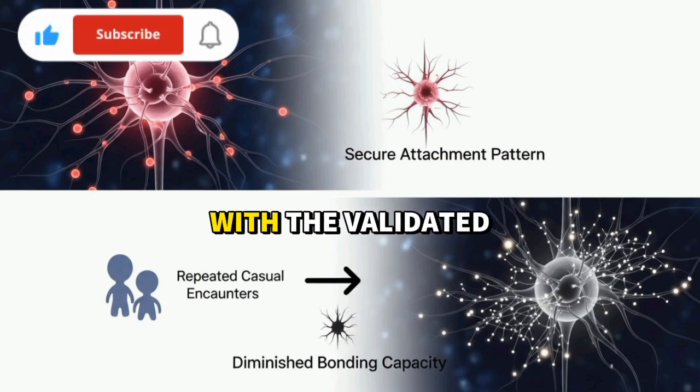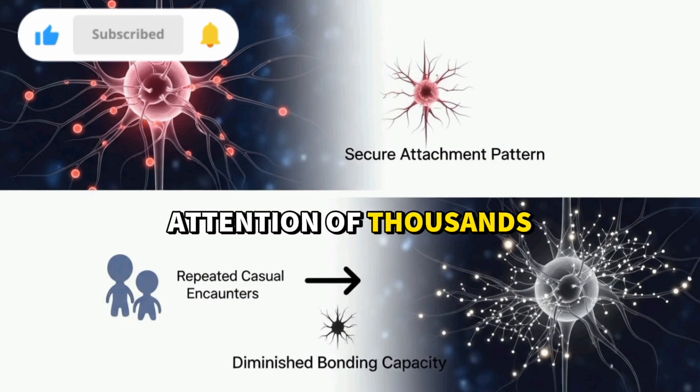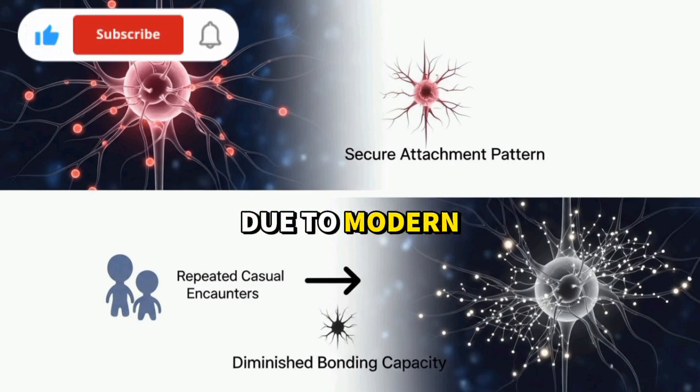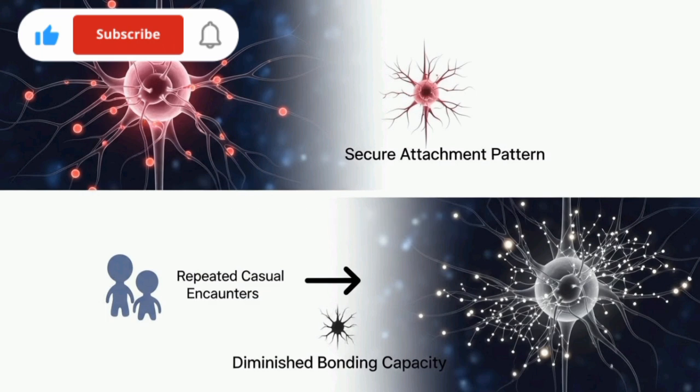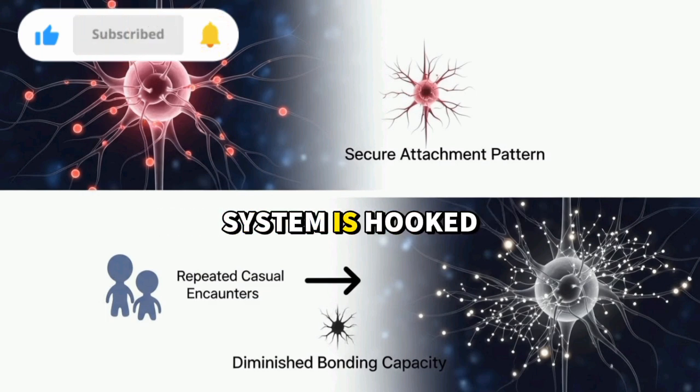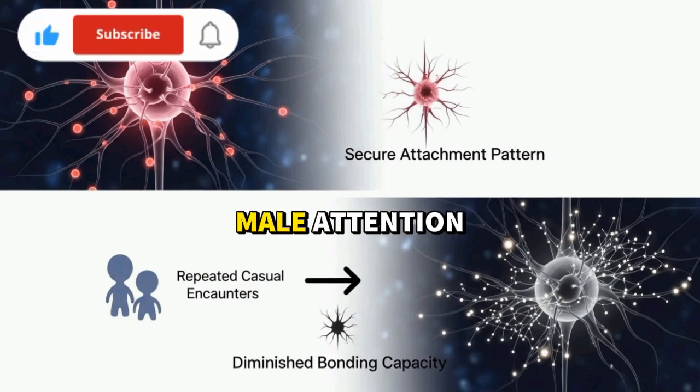You are competing with the validated attention of thousands. She is destructive due to modern realities. 1. Addiction to mass validation. Her neurological reward system is hooked on the scale of anonymous male attention.